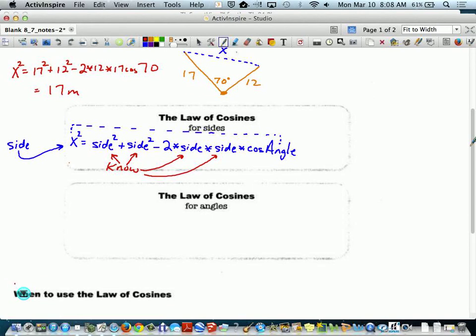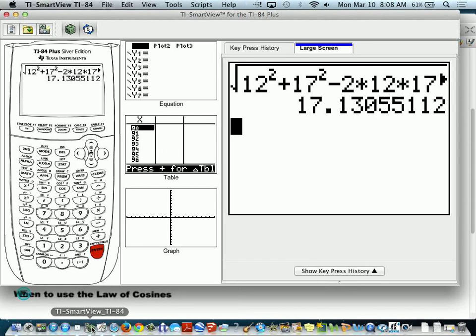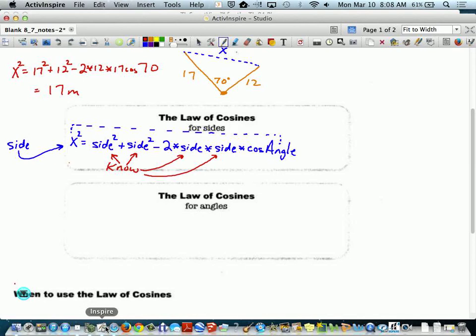All right, so then they say the law of cosines for angles. I will show you the exact same thing. I'm going to write down 17.13 so we're a little more exact. 17.13. All right. So now I'm going to use the law of cosines to find the angle in the problem. And now I'm going to pretend that I don't know this side, and this side will be 17.13.